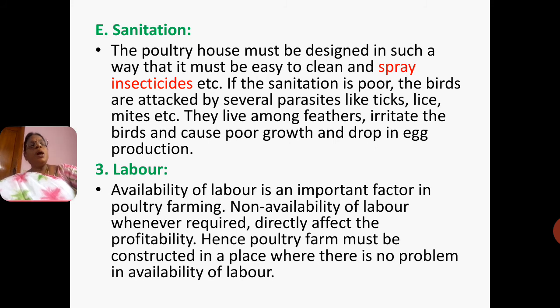Next one, sanitation. The poultry house must be designed in such a way that it is easy to clean and spray insecticides, etc. If the sanitation is poor, the birds are attacked by several parasites like ticks, lice, mites, etc. They live among feathers, irritate the birds, and cause poor growth and a drop in egg production.